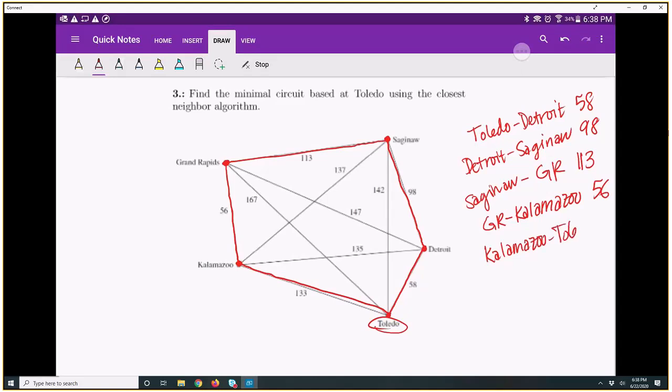So according to this algorithm, the best way to visit all of these cities and return to Toledo would be to just go around this perimeter instead of zigging and zagging back and forth. And in total, our trip would be 458 miles round trip from Toledo back to itself.